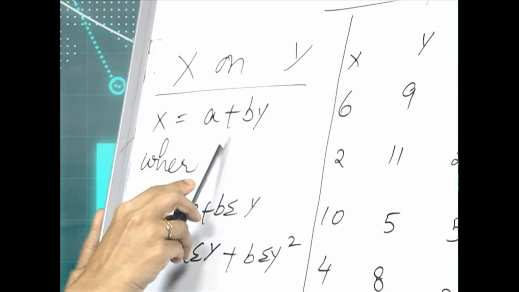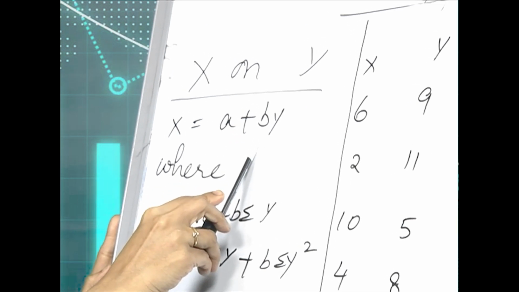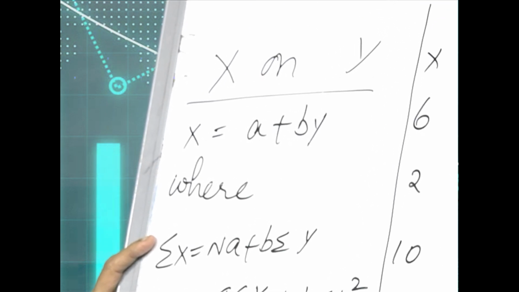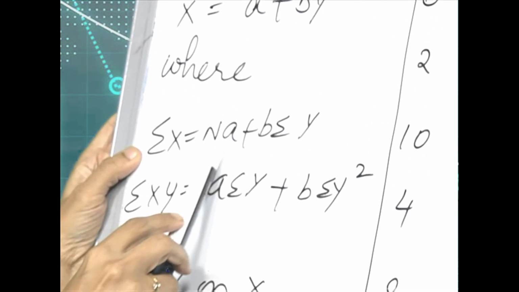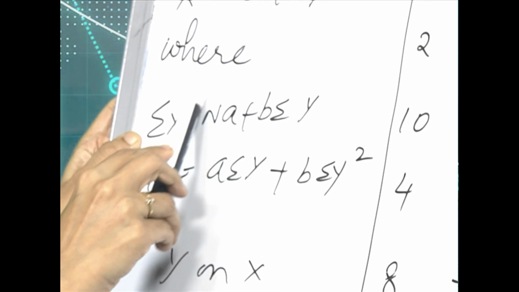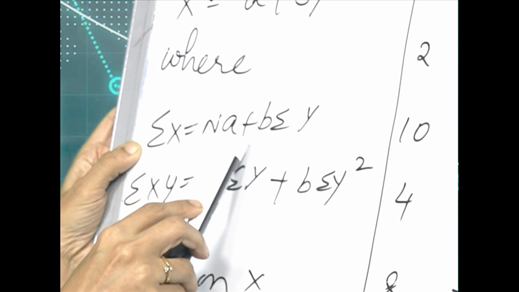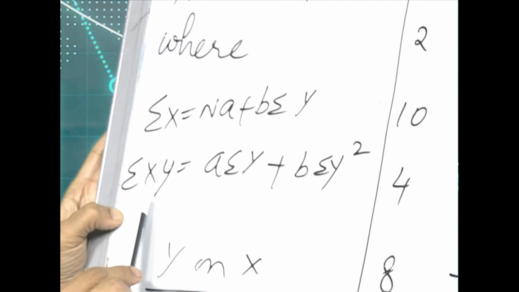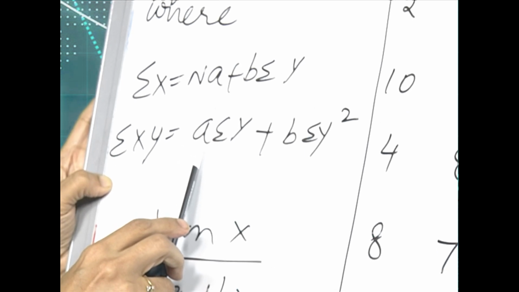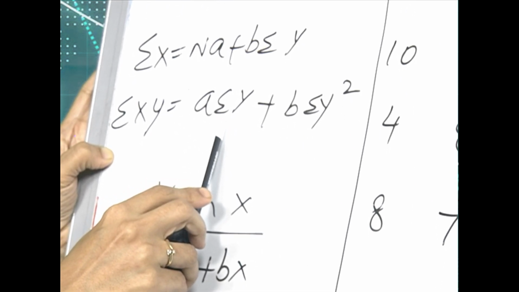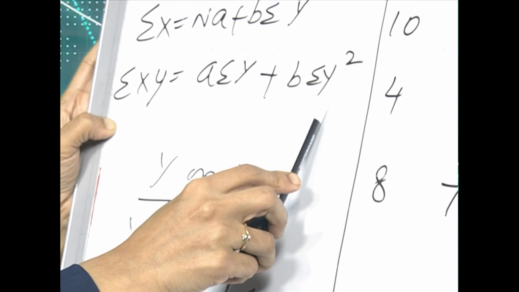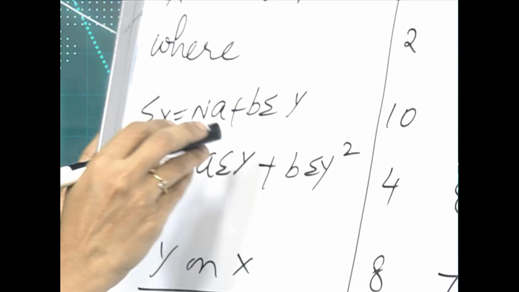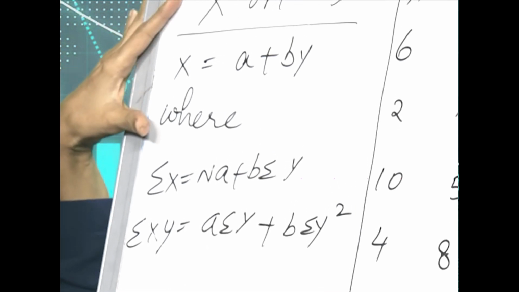Here, first of all, we need to find out these two constants, for which we need to understand these equations: sum of x is equal to Na plus b sum of y, where N is the number of units. Similarly, sum of xy is equal to a sum of y plus b sum of y square. These two will help us to find out the constants a and b. This is for x on y.